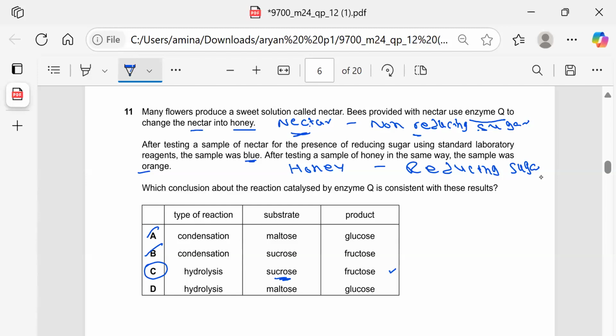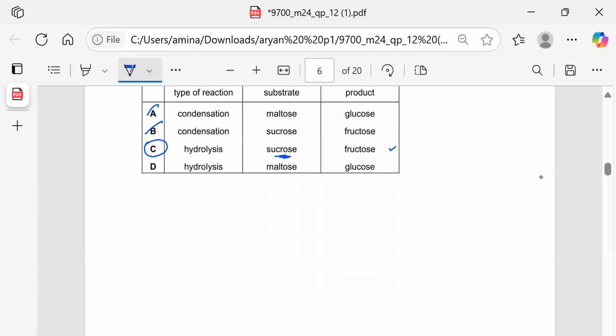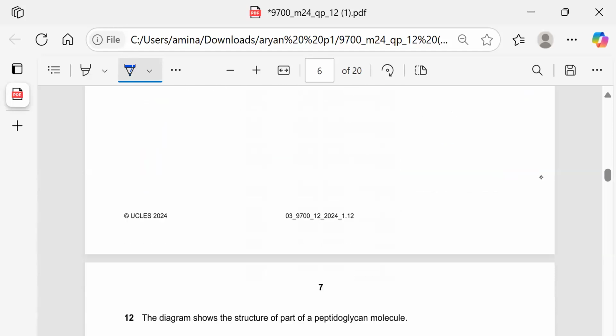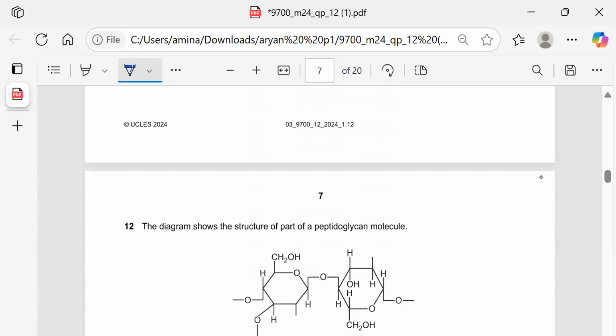Secondly, D is also wrong because maltose you get by the breakdown of the starch. Okay. And maltose is a reducing sugar.